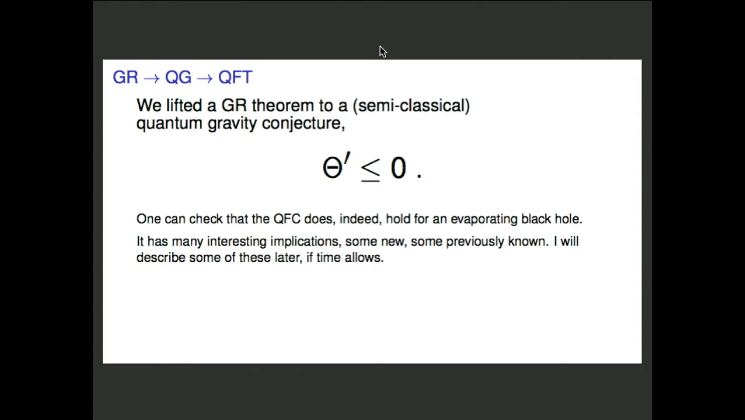Before I do that, I should say that there are many other interesting things that I could say about the quantum focusing conjecture. It's an incredibly powerful conjecture. I probably won't have time. I might have time at the end of the talk. But it implies a host of other things, some of which are new, and some of which are old but interesting. For example, it implies various entropy bounds, but makes them more precise.